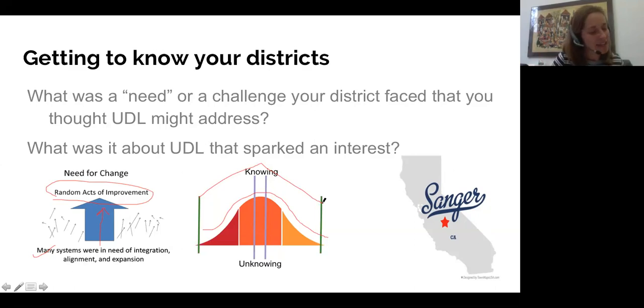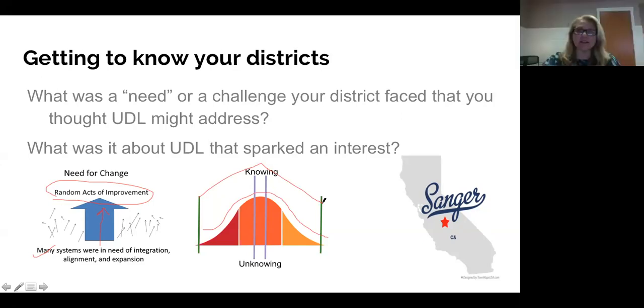So you're in your context and your district, and there's this need, this challenge that you're hoping UDL will address, and UDL sparked an interest, whether from the top down, as you were describing, or across administrators. How did you initially get to know more about UDL and start to explore it more deeply, and come to see it as a framework that might help address this need for change? Zach and Amy, what are your thoughts on that? How did you get beyond the initial idea that UDL is cool, to dive deeper?